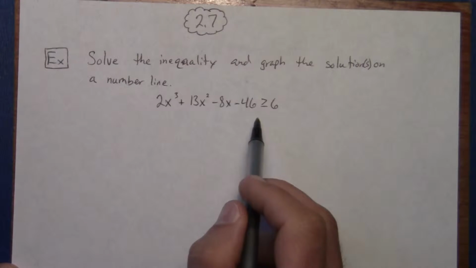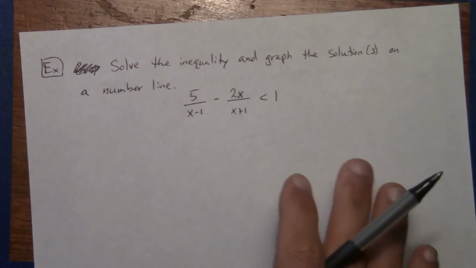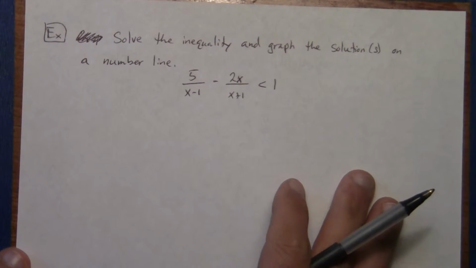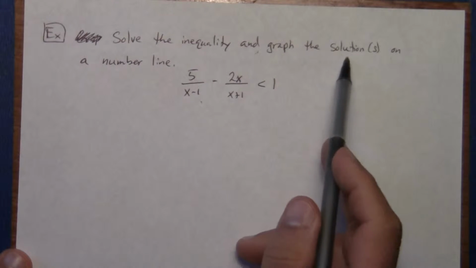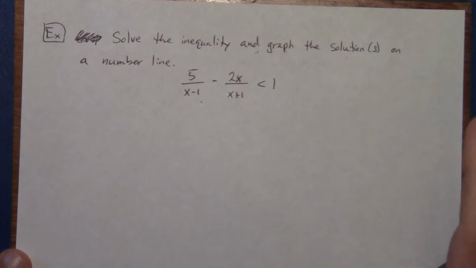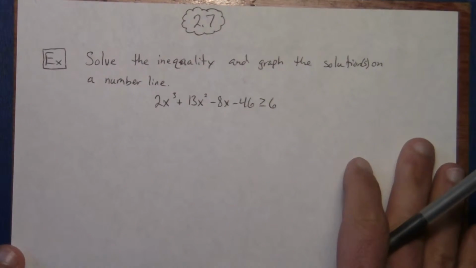And so this is just a normal polynomial. And then the other one I'm going to do is number 49 from your book, which again I don't believe you have on your homework. It says solve the inequality, and this time it's a rational function, and then graph the solutions on a number line. So they're similar, a little bit more work to do with this one, but similar idea.